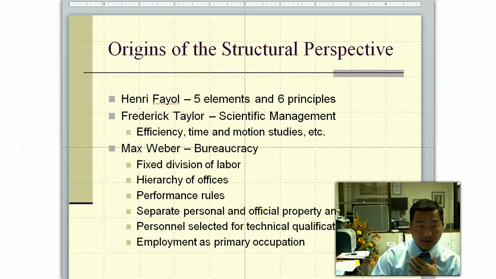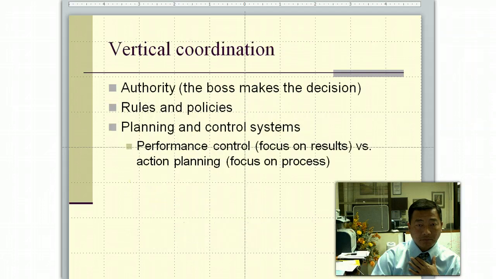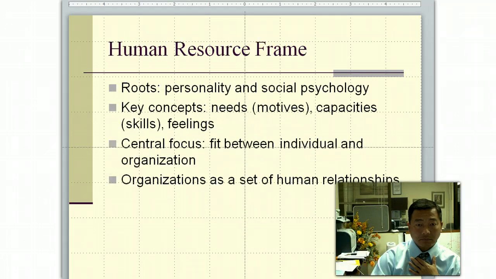Let's move on to the second Bolman Deal frame. The human resources frame has its roots in personality and social psychology. Words that best describe this frame are family, human needs, motivation, feelings, relationships, people, social, and interdependence.